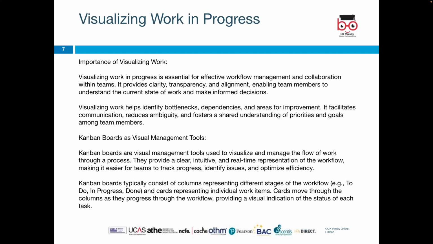Kanban boards typically consist of columns representing different stages of the workflow, e.g., to do, in progress, done, and cards representing individual work items. Cards move through the columns as they progress through the workflow, providing a visual indication of the status of each task.